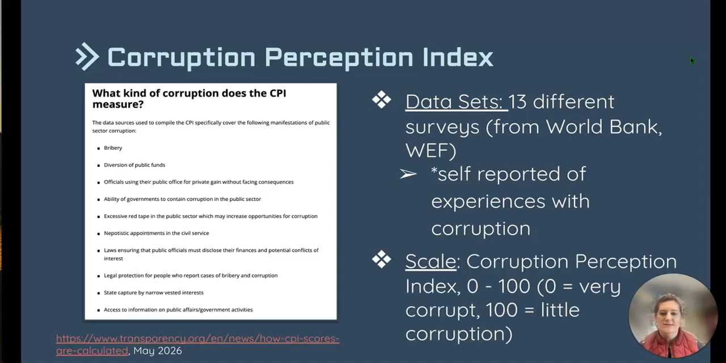So they use lots of different information to gather the data as best they can, and then again they categorize it, 0 to 100. A country that has a ranking of 13 is very, very little corrupt. Sorry, I switched them up. A country that has a very low number is very, very corrupt, and a country that has a very high number is less corrupt.